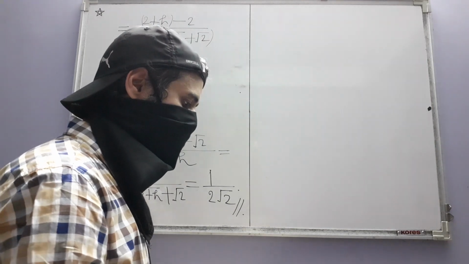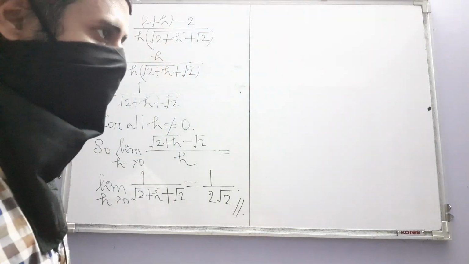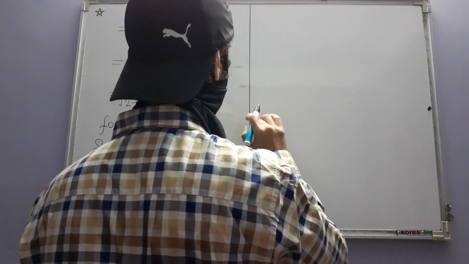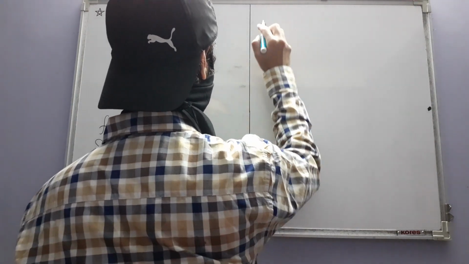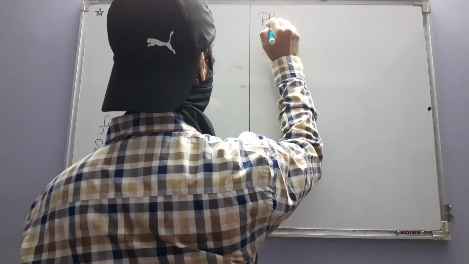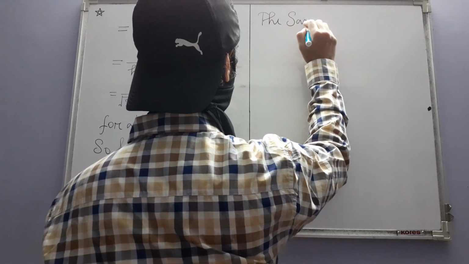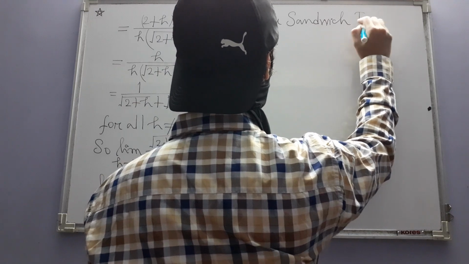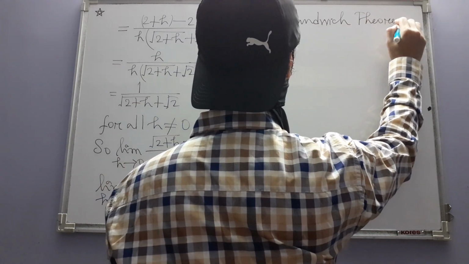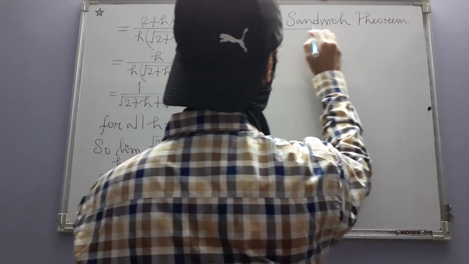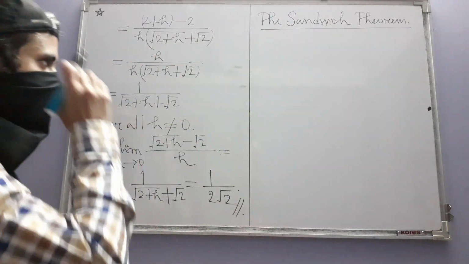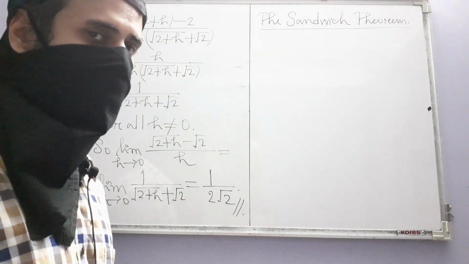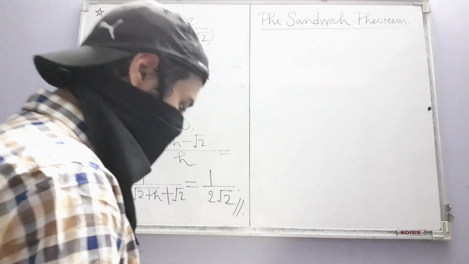Next we have a very important theorem. It has a name. The name itself helps us remember what the thing is. The sandwich theorem. It's a very intuitive one. It's very easy to understand why it should be true, and that's why it's easy to remember it also.